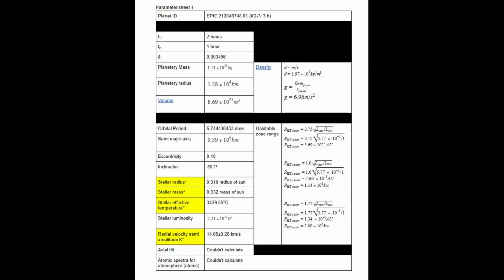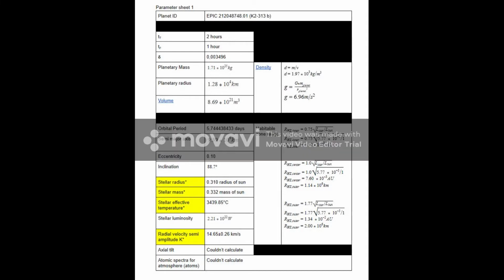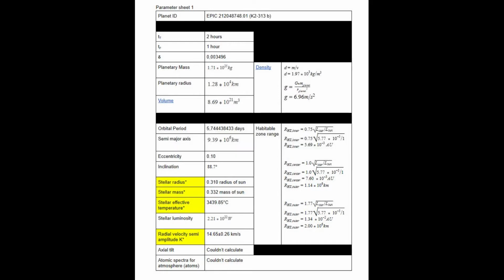We have the planetary radius, which is at 1.28 times 10 to the 4th kilometers, so from its center to its surface. We have its volume. At the right, we have its density and its gravitational force, so 6.96 meters divided by seconds squared.